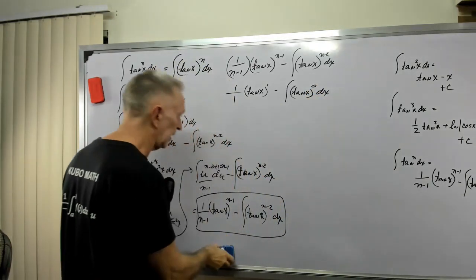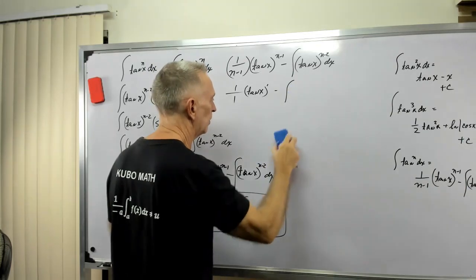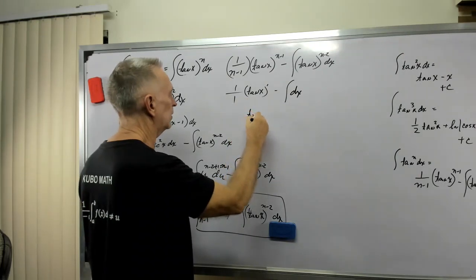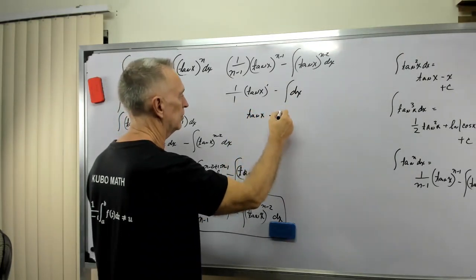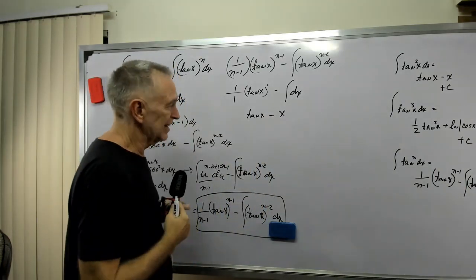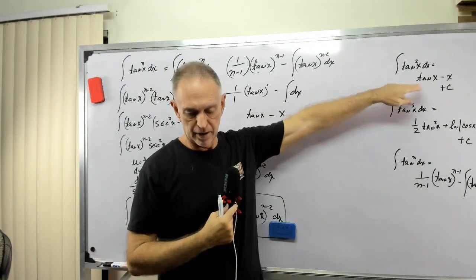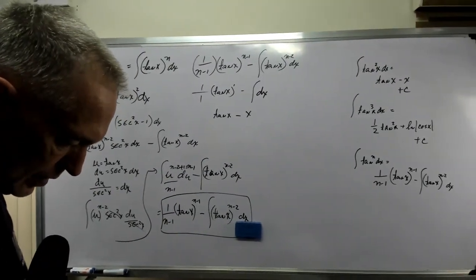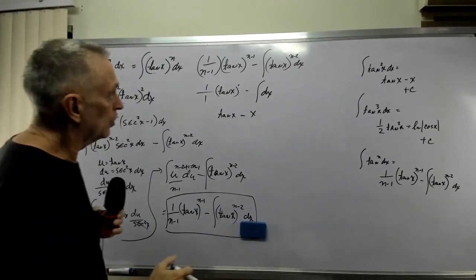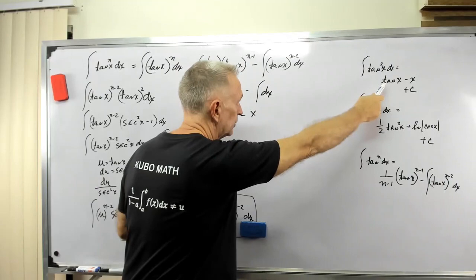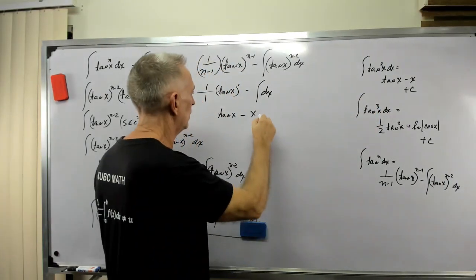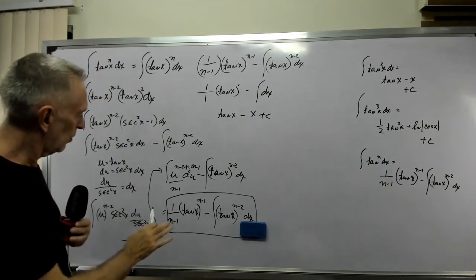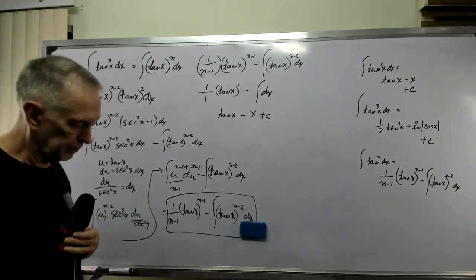Well, anything raised to the 0 just gives me 1, so I have the integral of dx. So I have now tangent x minus the integral of dx, which is just x. And that's exactly what we have here. I may need to move the camera just a little bit so you can see those. So you can see the integral of tangent squared x dx equals tangent x minus x plus c. I almost got a minus 1 point there. Okay, so our formulation worked out okay for that one.